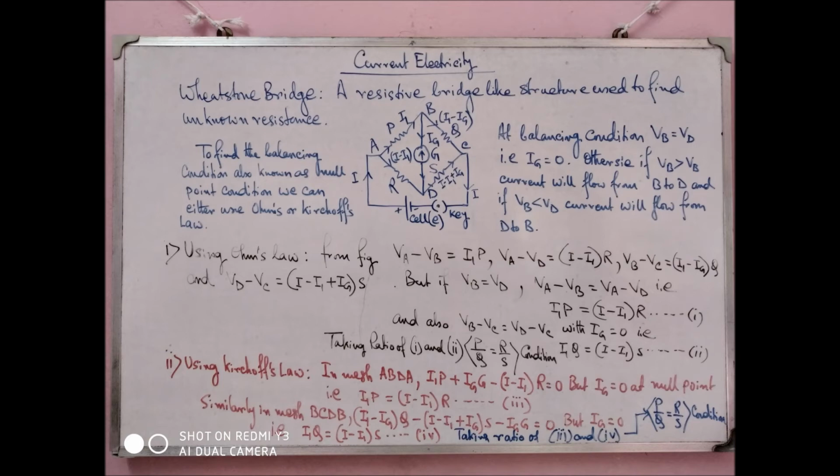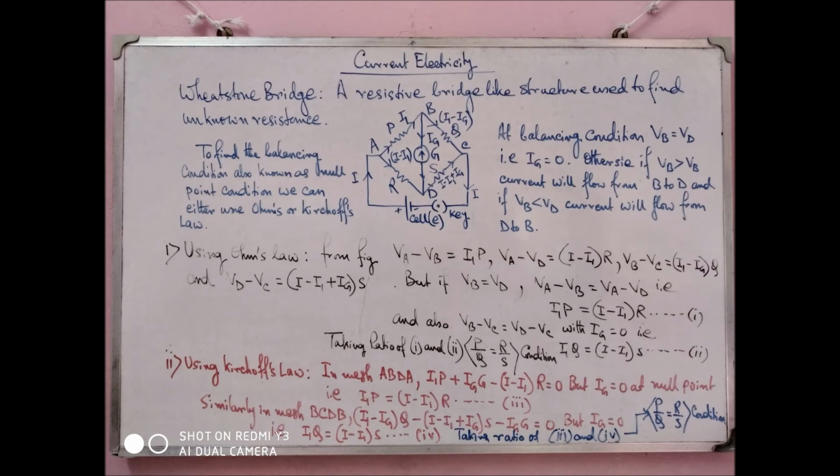Now we prove the same condition using Kirchhoff's law. So how do I do it? I take two different meshes from that Wheatstone bridge. One is A, B, D, A, which forms a mesh, and another is B, C, D, B. If I take these two meshes and apply Kirchhoff's second law, we get equation 1, that is I1 into P plus Ig into G minus I1 into R equal to 0.